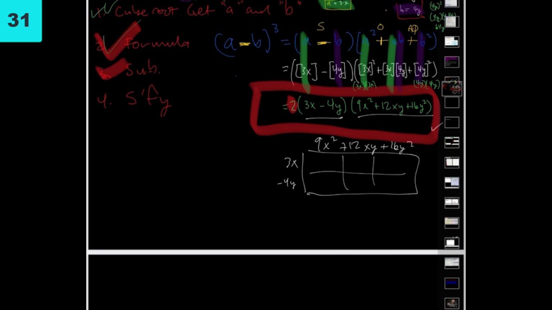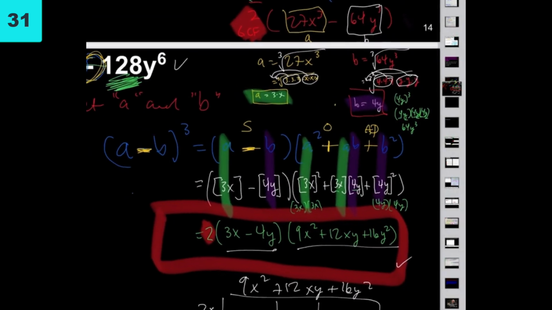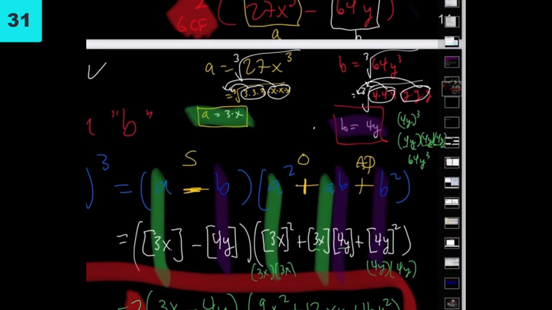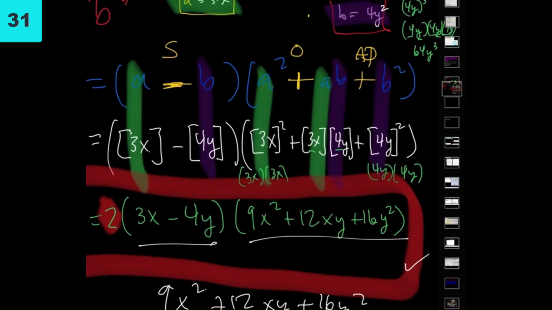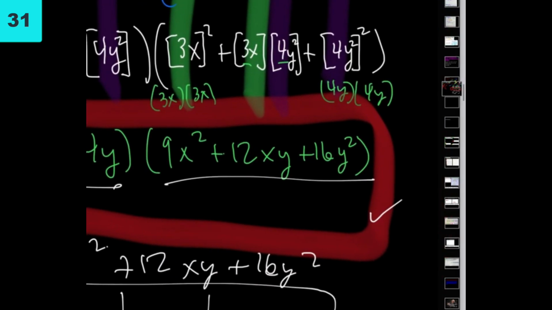Uh-oh. I see a mistake. Y to the 6. The original problem was y to the 6. My mistake. Let's see if we can fix it. Okay, this would be 2, 2, 2. So this would be 4y squared. B would be 4y squared here, here, and here. Okay, how does that change my problem?